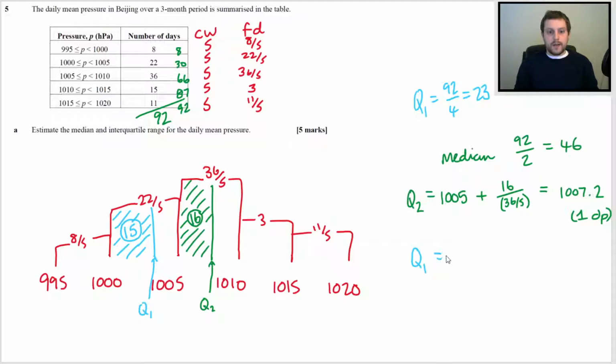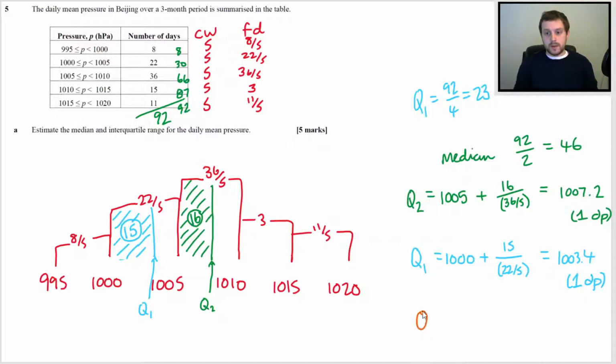So I'm going to have 1000 this time, because we're starting over here on 1000, plus this width, which will be the area divided by the height. So 15 divided by 22 fifths. And on the calculator, that is 1003.4 to 1 decimal place.